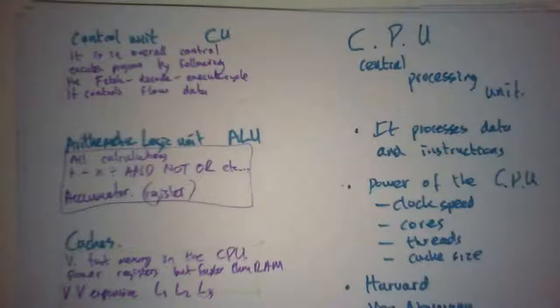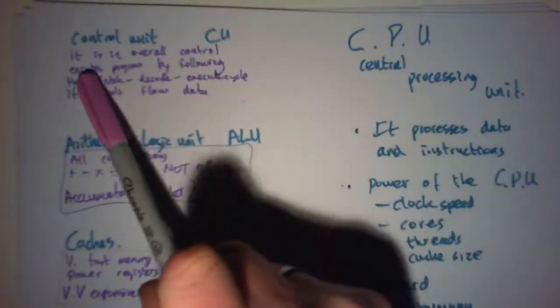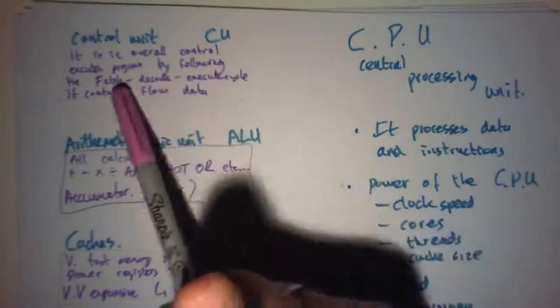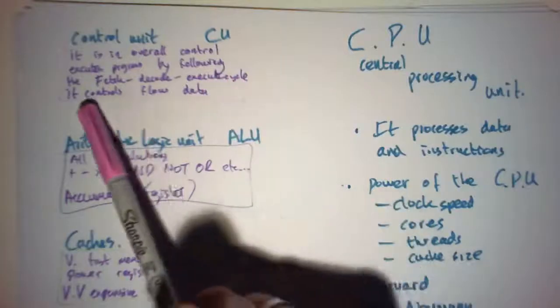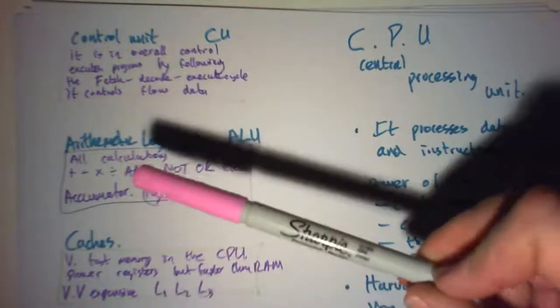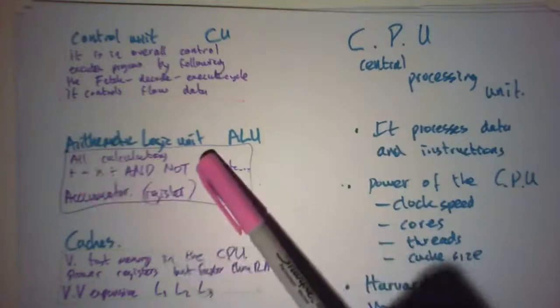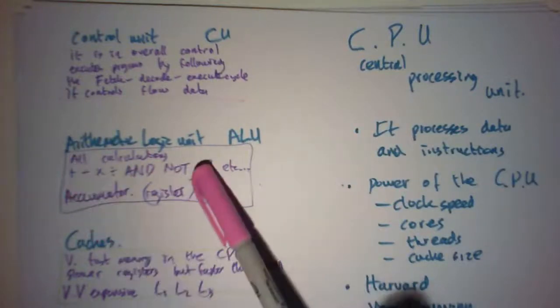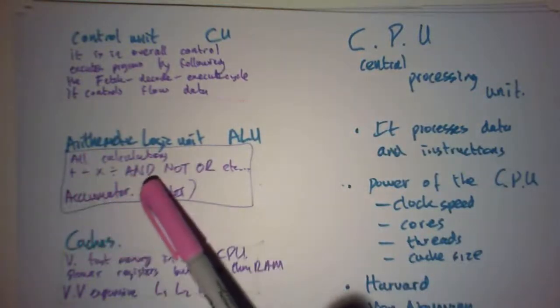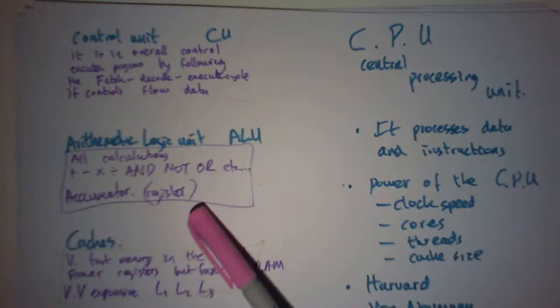There are 4 main sections in a CPU. The control unit. It's the overall control that executes programming following the fetch, decode, execute cycle, and it controls flow of data both within the CPU and in and out of the CPU. The arithmetic logic unit, the ALU, does all the calculations, all the basics, and all the Boolean. It also contains a register called the accumulator, which we'll talk about in a minute.